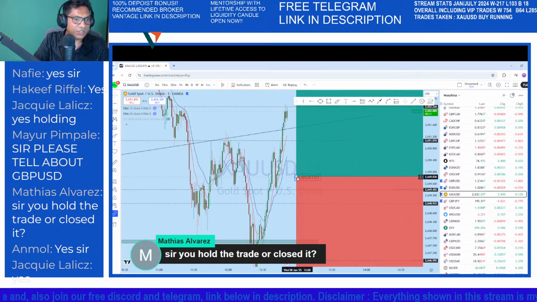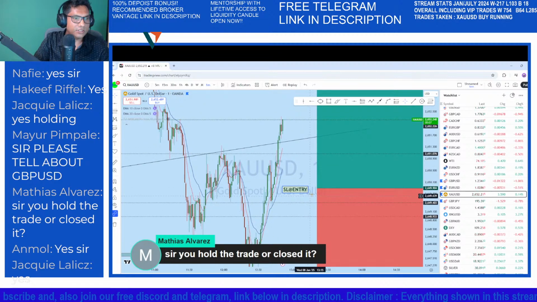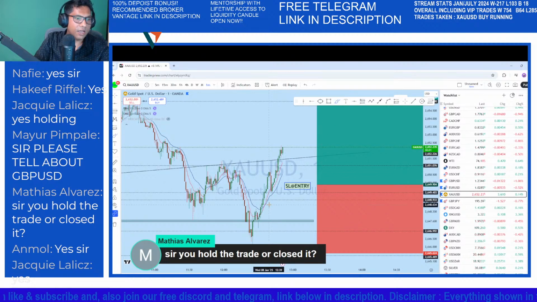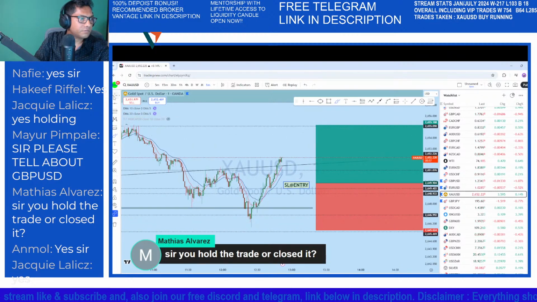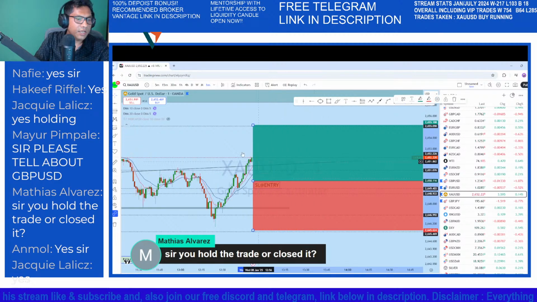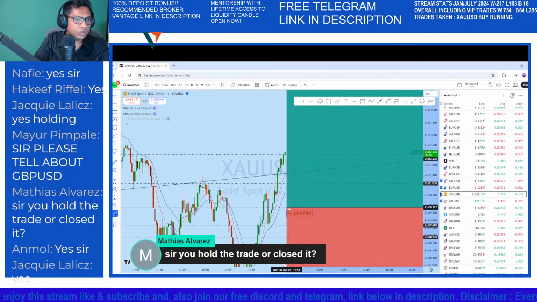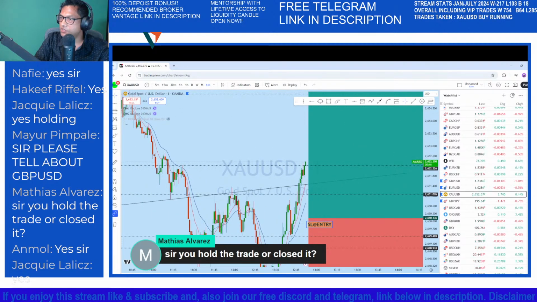So SL at entry, and you can see the stop loss at entry, and this is a pretty strong move here. We can see the market form a series of higher lows, expecting it to bounce back up to create a new higher high. All right, so you can see this is a move. So yeah, we can see that bounce back to the upside.